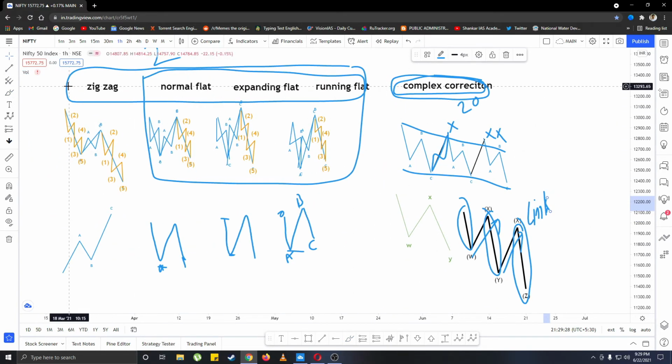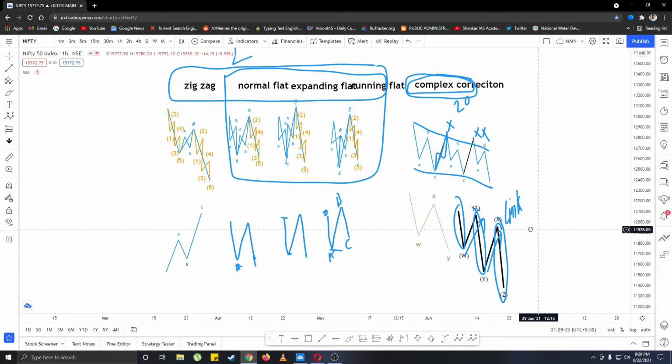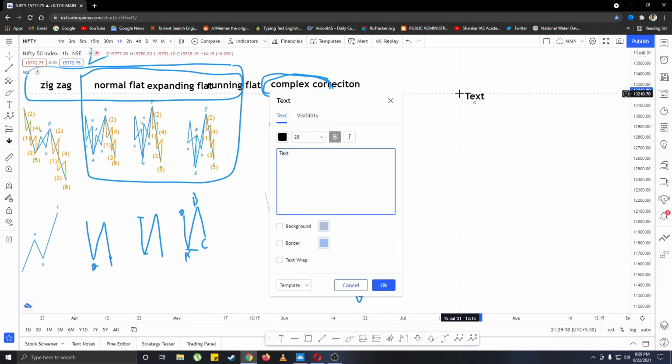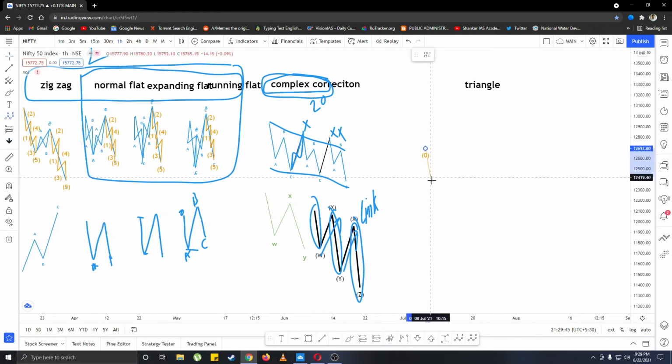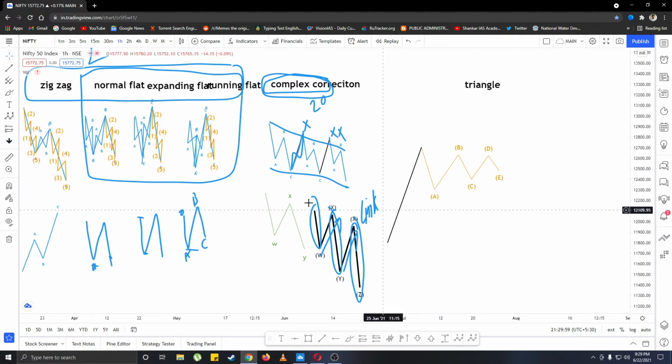Complex corrections are basically any of these corrections joined by wave X and then followed by another correction. Now the last type of correction is a triangle. It is made up of 5 waves, which are called A, B, C, D, and E. So this is a typical triangle pattern. For example, there is a bullish trend, then we have a B, C, D, and an E. This is a triangle pattern.